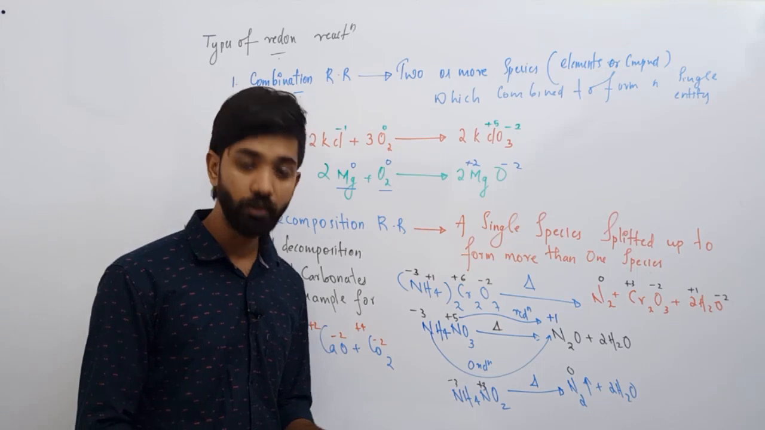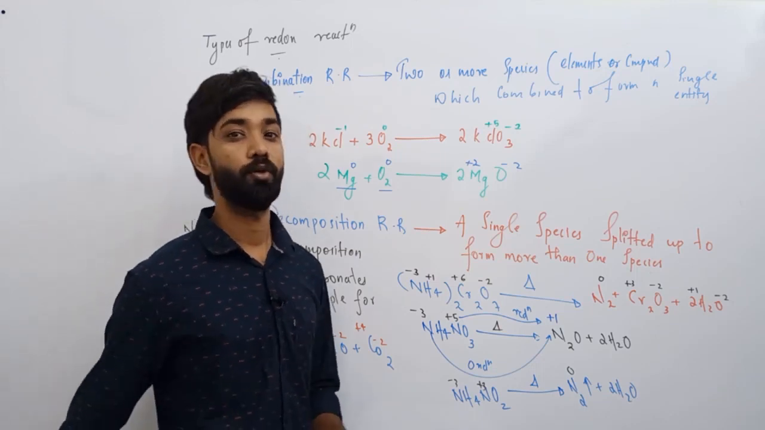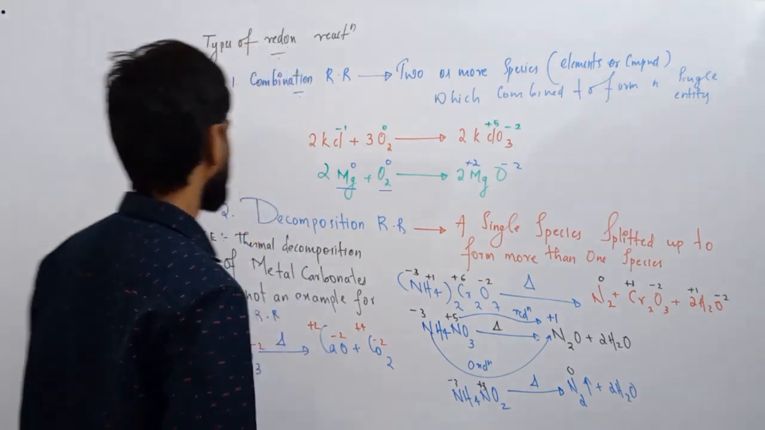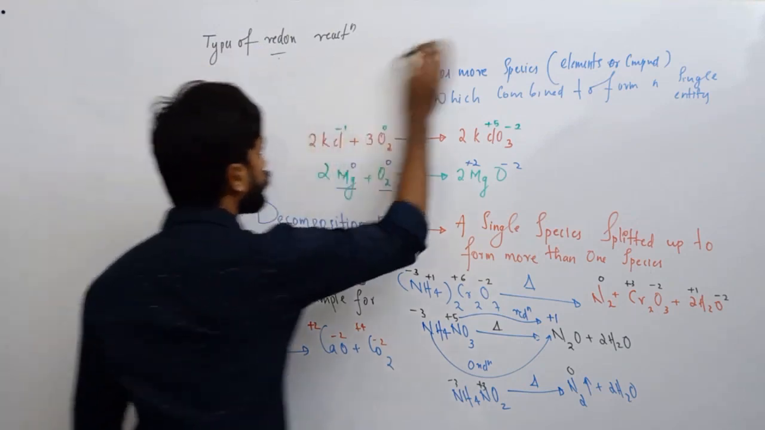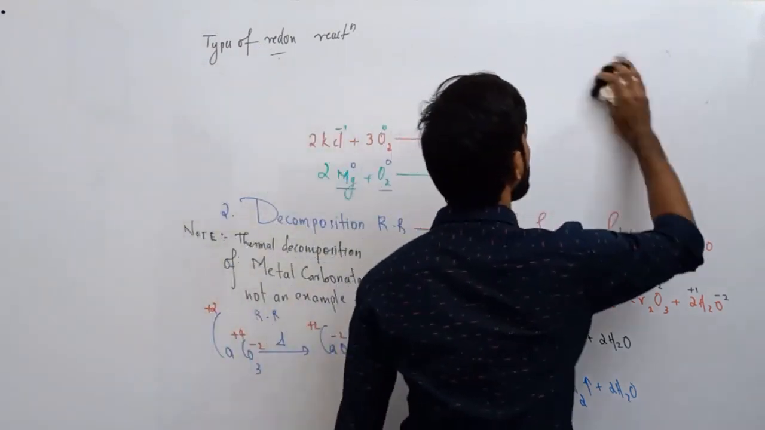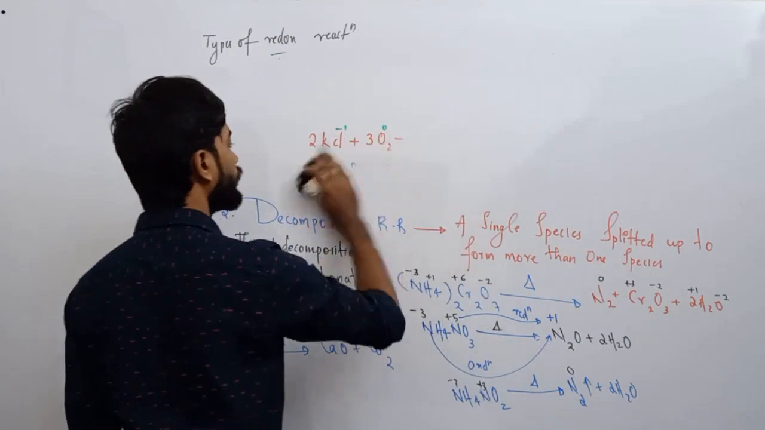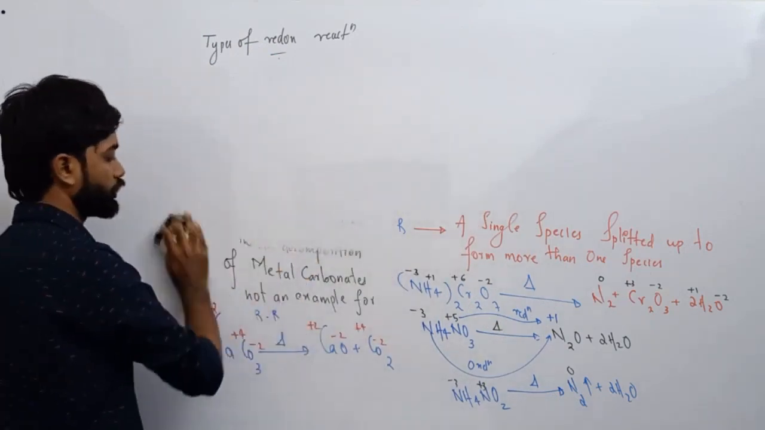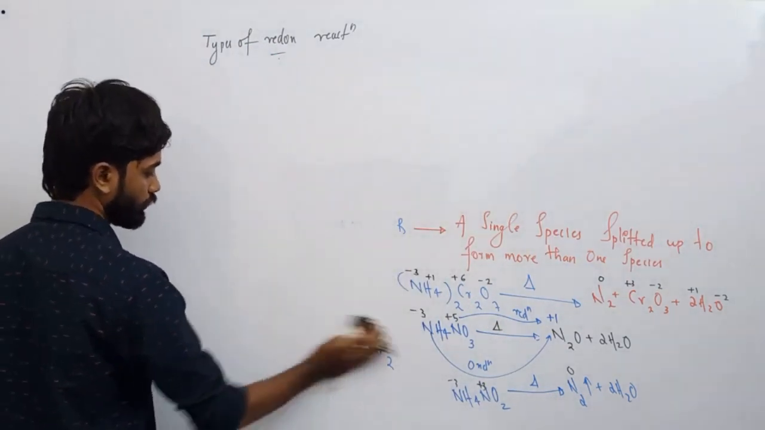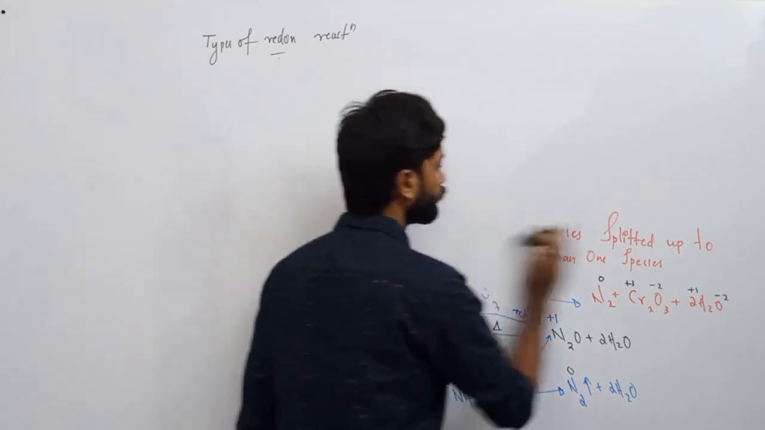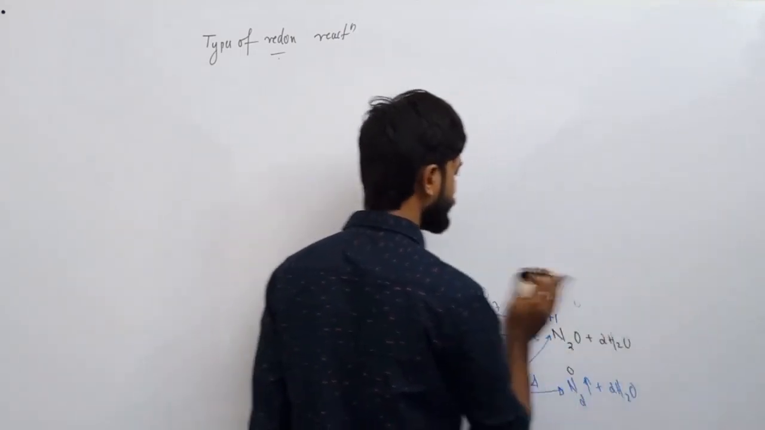Now we want to discuss the next three or four types of redox reactions. Combination and decomposition are over. Moving to the next, disproportionation. Three more varieties are there.